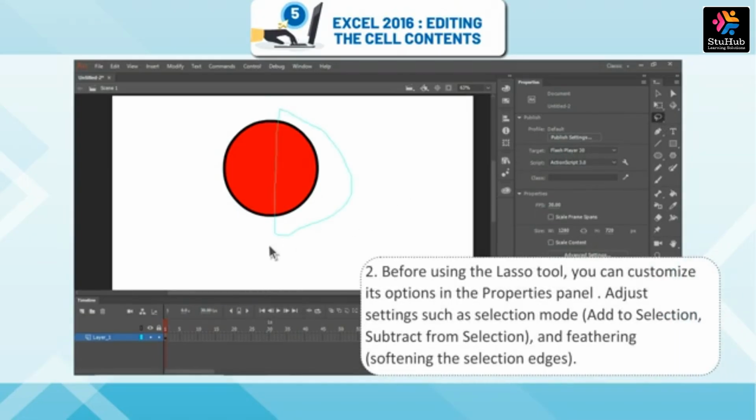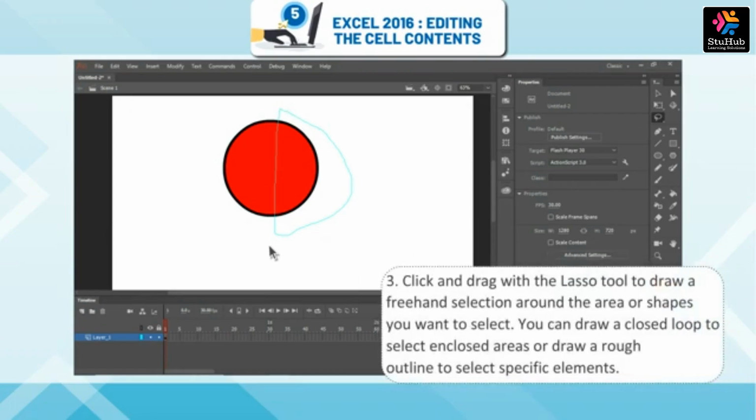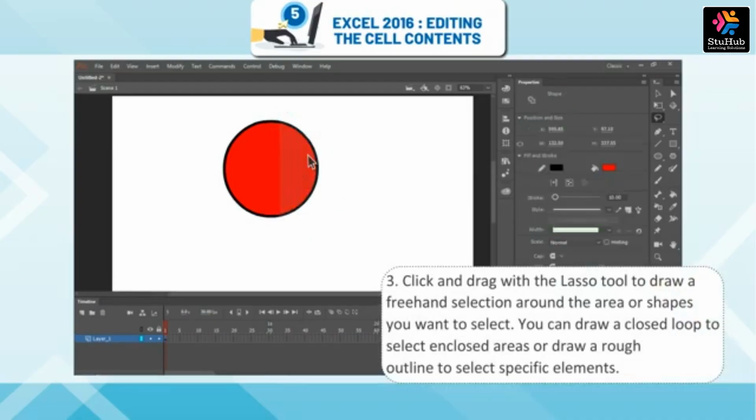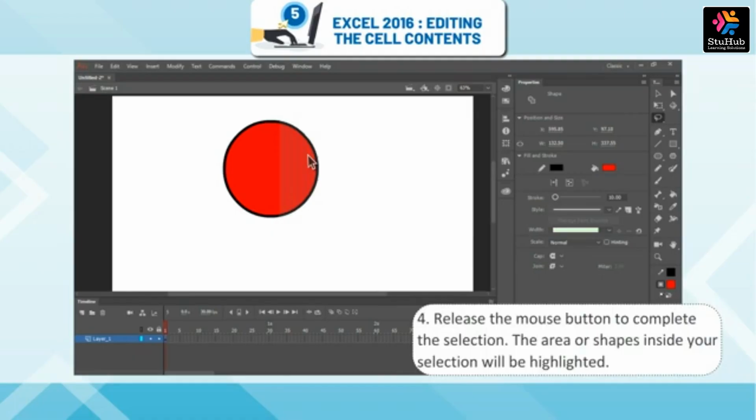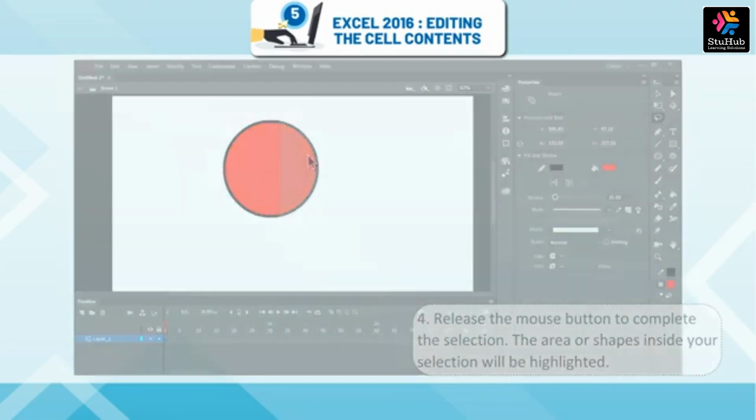Before using the lasso tool, you can customize its options in the Properties panel. Adjust settings such as selection mode, add to selection, subtract from selection, and feathering, softening the selection edges. Click and drag with the lasso tool to draw a freehand selection around the area or shapes you want to select. You can draw a closed loop to select enclosed areas or draw a rough outline to select specific elements. Release the mouse button to complete the selection. The area or shapes inside your selection will be highlighted.